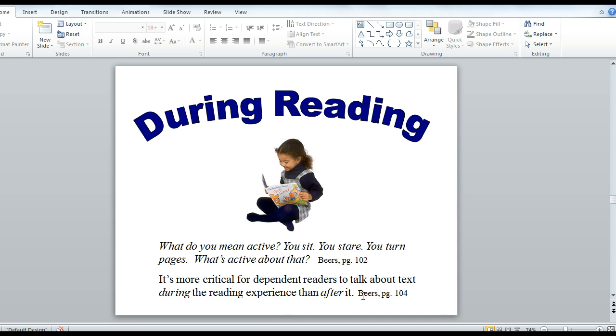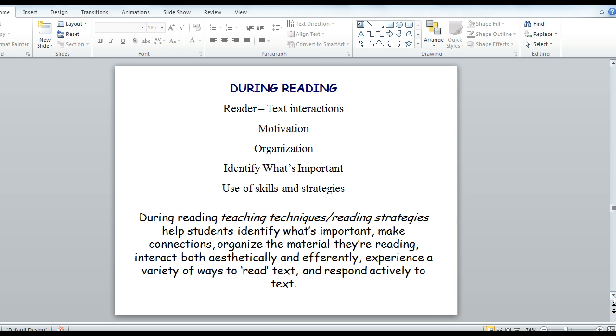It's more critical for dependent readers to talk about text during the reading experience than after it. And if you look at most classrooms, if anything's going on, it's afterwards. Very little going on during reading, and as she noticed in her research, it's really important for readers to talk about text while reading. This was also in the last slide set, so I won't focus on this one either, but again, it's why we do during reading.